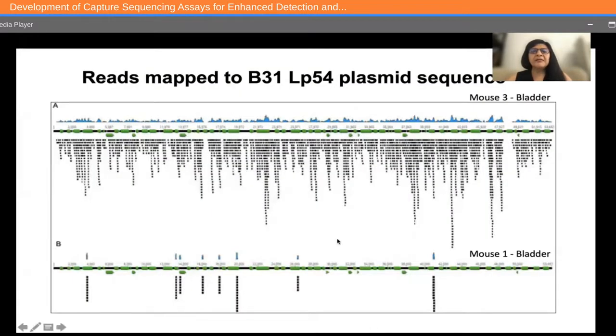And this schematic here shows the mappings of the reads to the genome of the B31 strain. And we can see that these 2, mouse 3 bladder and mouse 1 bladder, which were negative from both qPCR and unbiased sequencing, are both detectable from TBD-Cap-seq, and this particular sample even has a very good depth and breadth of coverage.